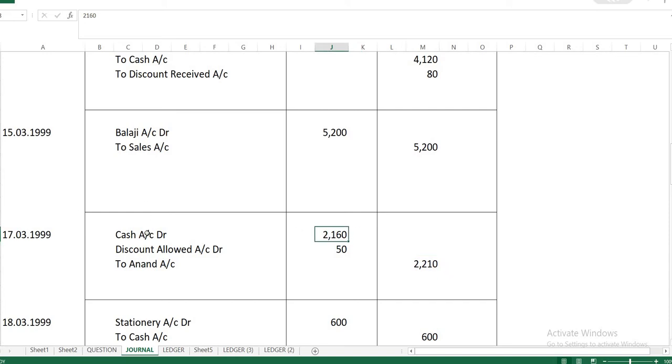Okay, so when passing the cash account, this is our journal entry: cash account debit, discount allowed account debit, to Anand account. You have received cash from Anand. You would have already made a sale, assuming that. What are we thinking? We are receiving the amount from Anand. So already we have made sales, and we are receiving from him how much amount? Not 2160 only, we are receiving. So not this amount. Okay. So discount allowed is only 50 rupees.